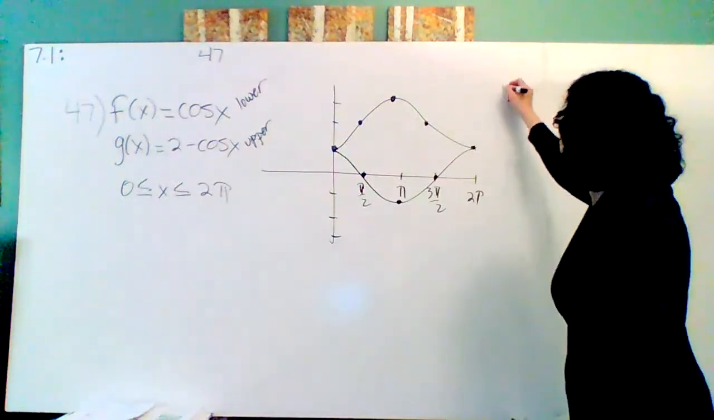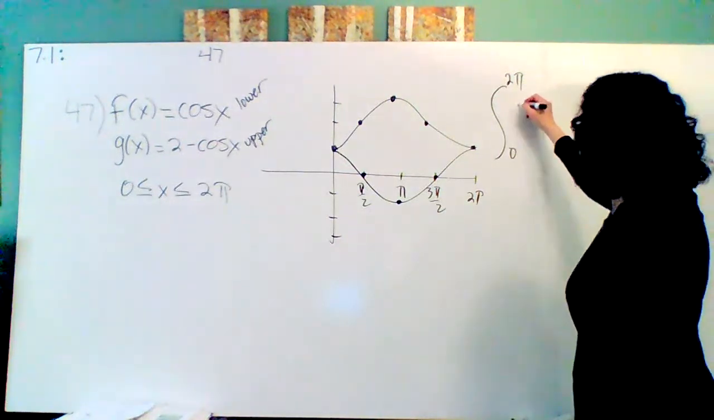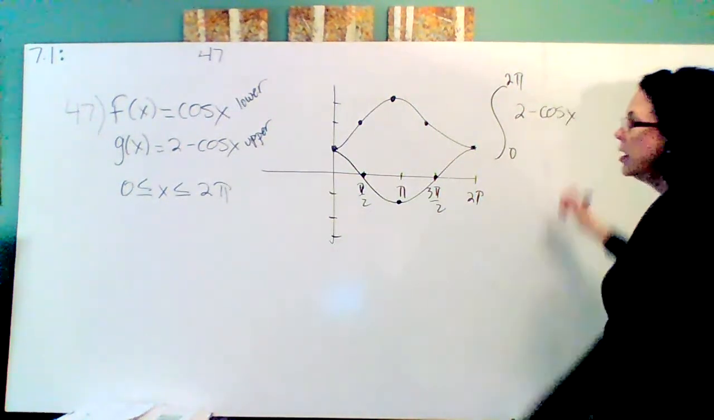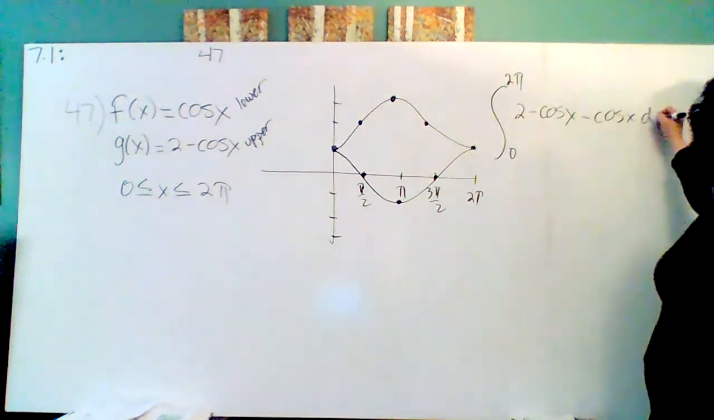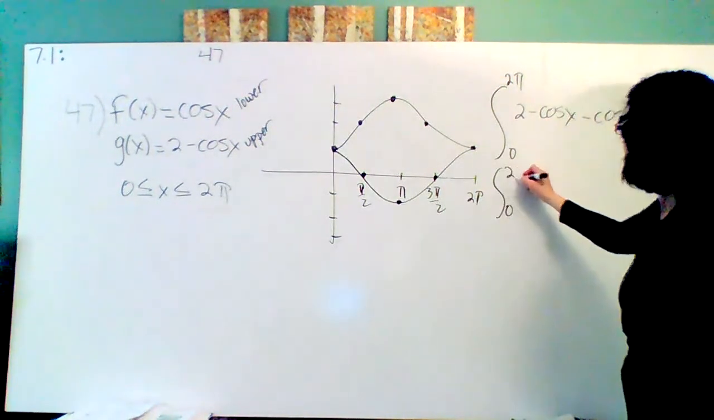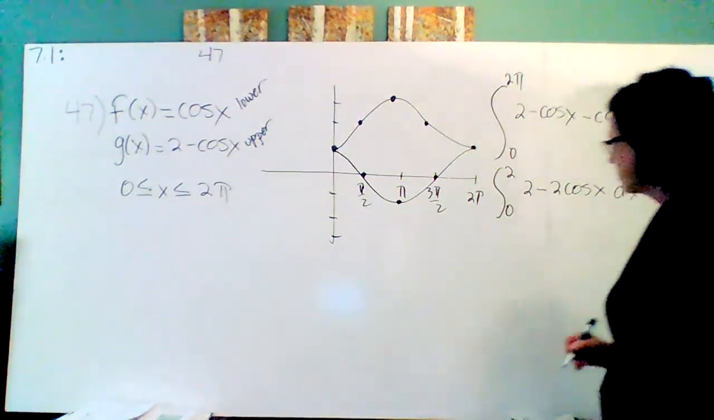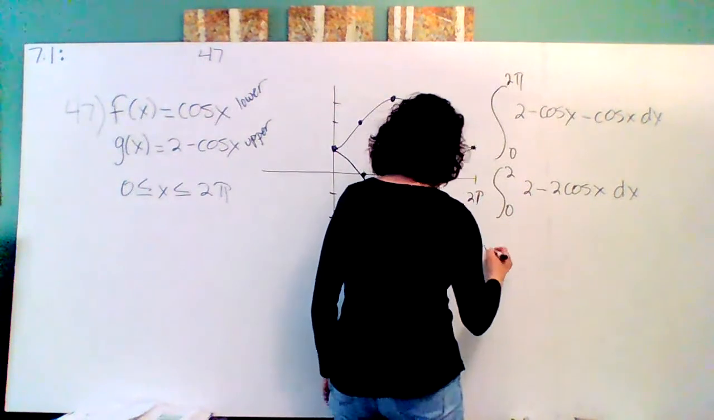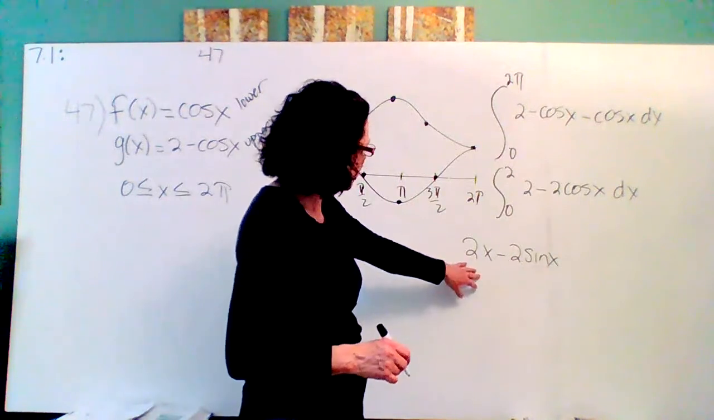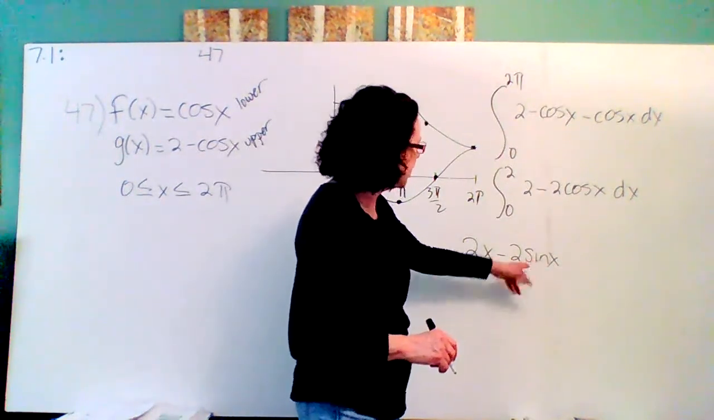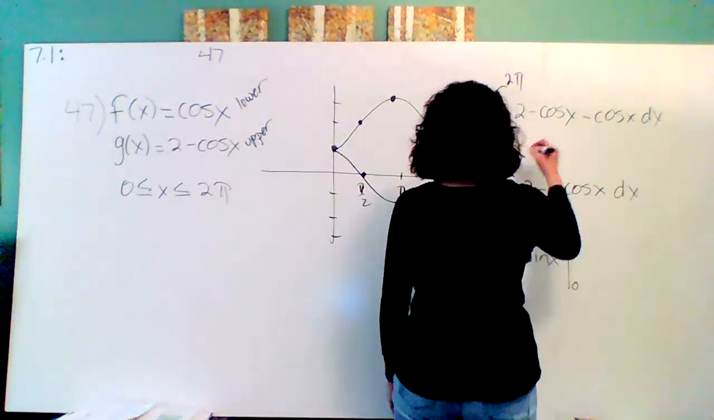Okay, let's go ahead and integrate that from 0 to 2 pi. The upper function is 2 minus cosine, and we are going to subtract the lower function, which is minus cosine. So we have the integration of 2 minus 2 cosine of x dx. Let's go ahead and integrate. That would be 2x minus 2 sine of x. I believe, let me take a look. The derivative here is 2. The derivative here is a negative 2 cosine. And we will evaluate that from 0 to 2 pi.